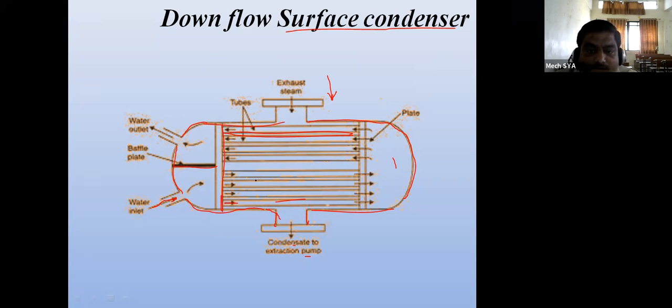And these are the plates. This is called a shell and tube type of condenser, or a downflow type of surface condenser. Downflow means steam is flowing in the downward direction, from top to bottom. Therefore it is called downflow. It is also called a shell and tube type of condenser. Shell means the entire facility, and with water tubes, it is a shell and tube type of condenser.